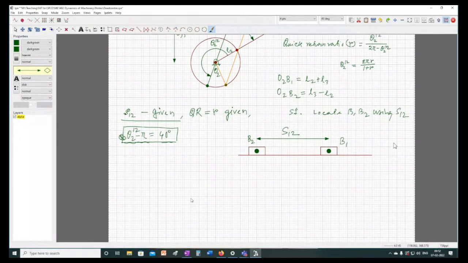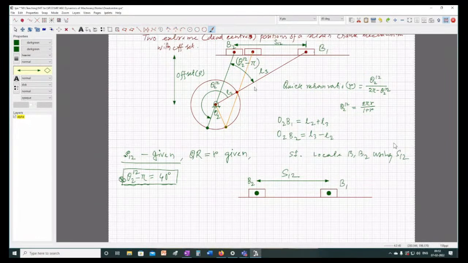So if this angle of 40 degree is given, now you can draw a circle passing through the points O2, B2 and B1. Then if you consider this arc B1, B2 on the circle, it will create some angle at the center. Okay, that angle and this angle, what is the relation between them?